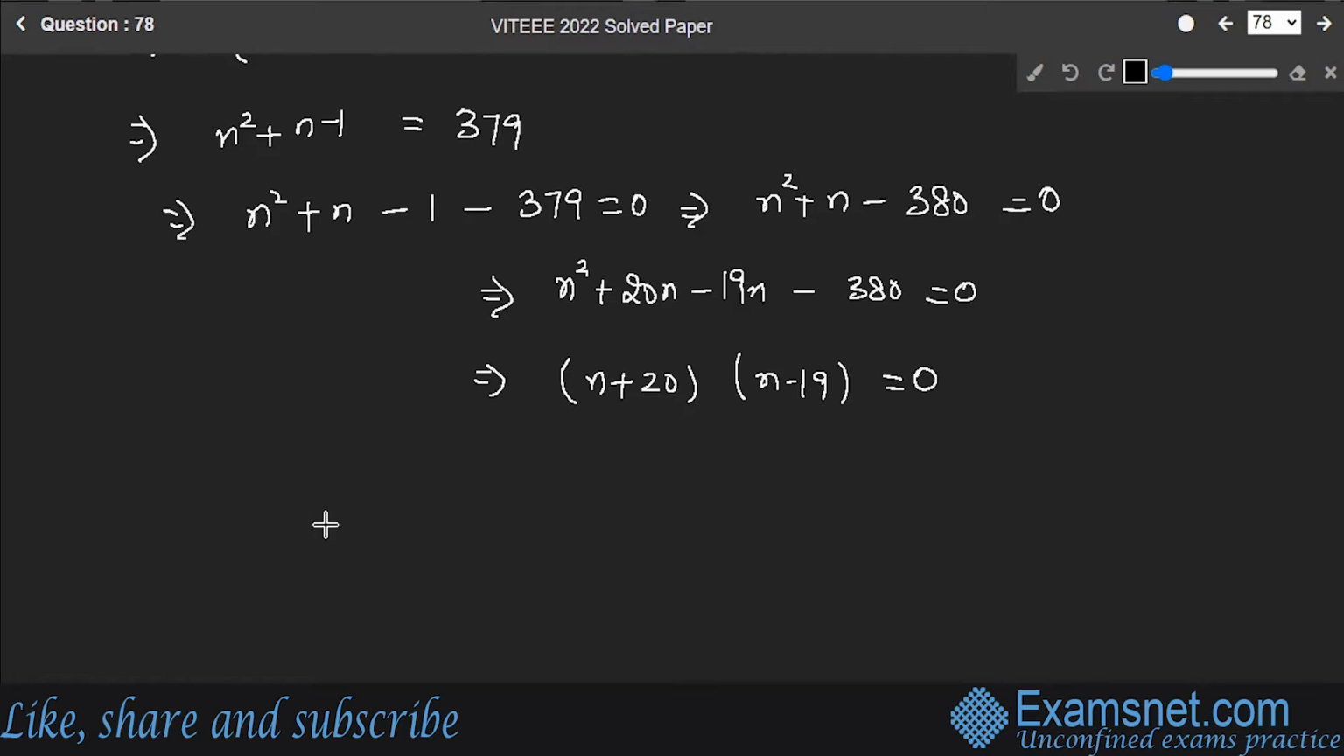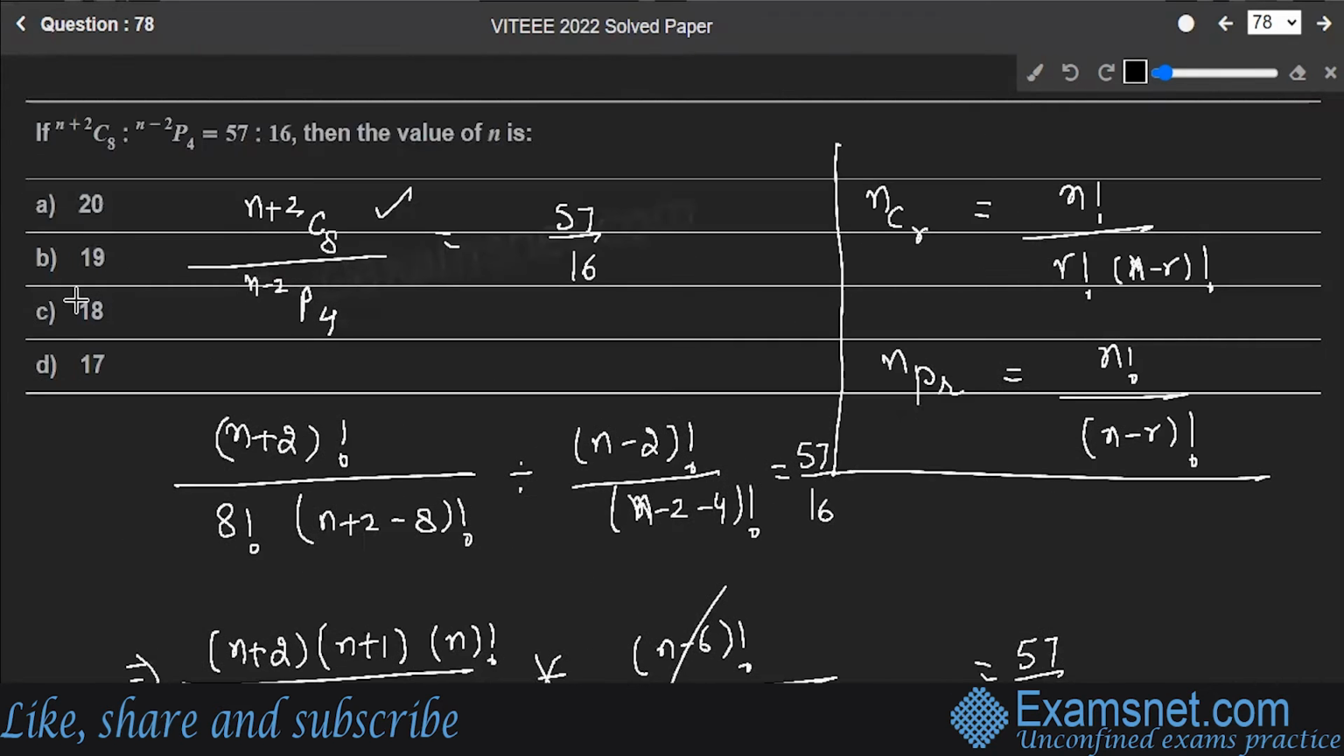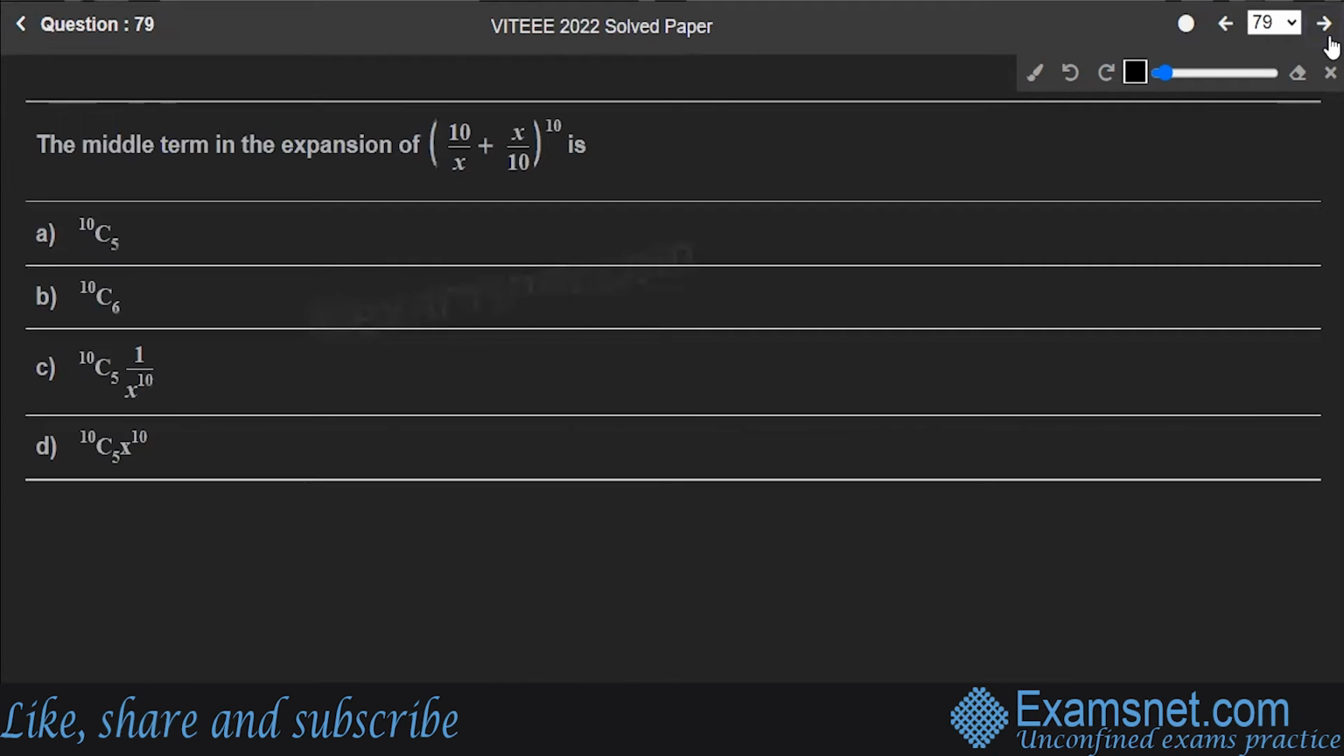N minus 19 is equal to 0. That means either n can be minus 20 or n can be equal to 19. Now, the number of terms can't be negative, right? That means the only possible value is n is equal to 19, which gives you option B as the correct answer. Hope you understood this.